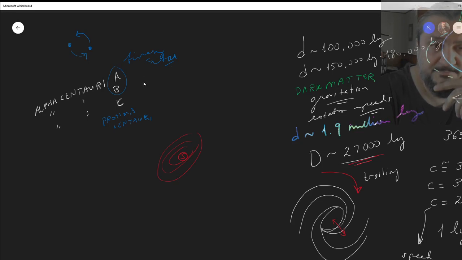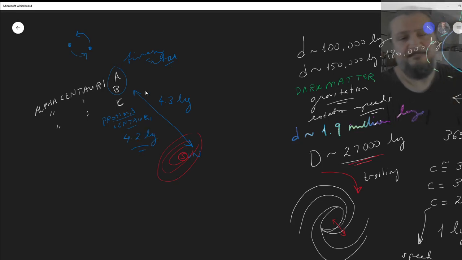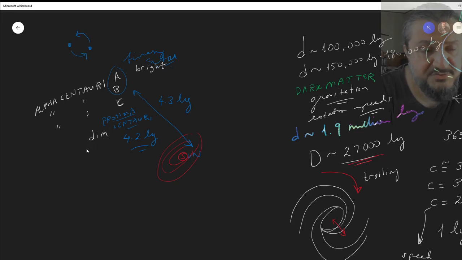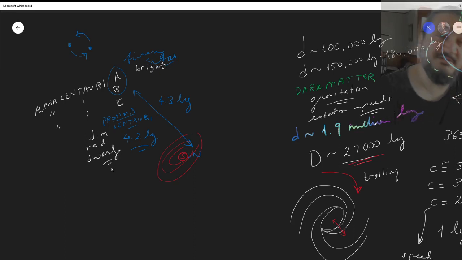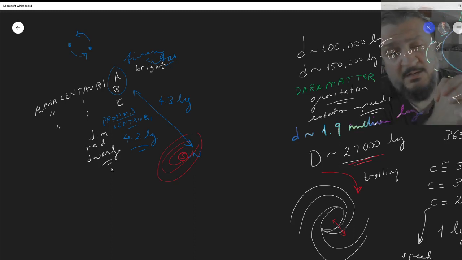So these stars are 4.3 light years away, the distance from the Sun to this star system. That's the closest. But Proxima Centauri, Alpha Centauri C, is even closer. That's 4.2 light years. But you cannot see Proxima Centauri with the naked eye. It's not bright, it's dim. This is dim, these two are bright. This is actually called a red dwarf. All right, so that's the closest star to the Sun.